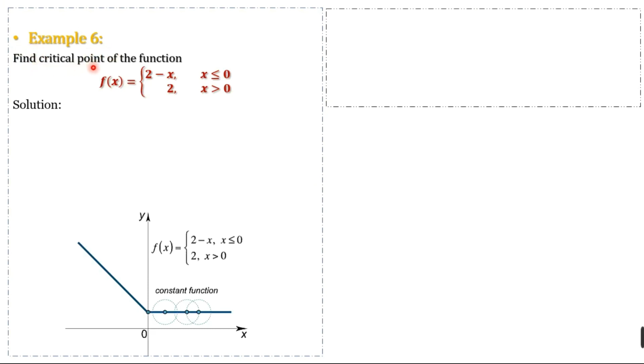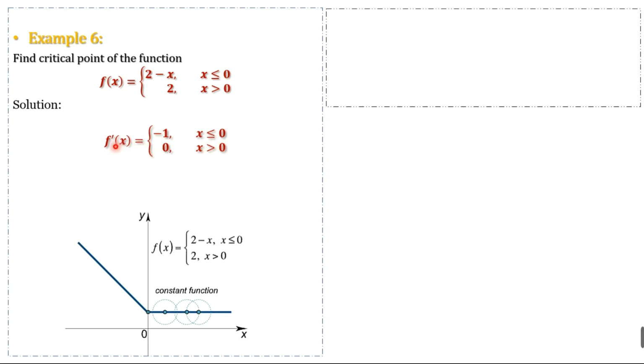Example 6. Find the critical point of the function f of x is equal to 2 minus x when x is less than or equal to 0, and 2 when x is greater than 0. So we have a piecewise function. First we find the derivative of this function, and that is f prime of x, which is equal to minus 1 when x is less than or equal to 0 and 0 when x is greater than 0.